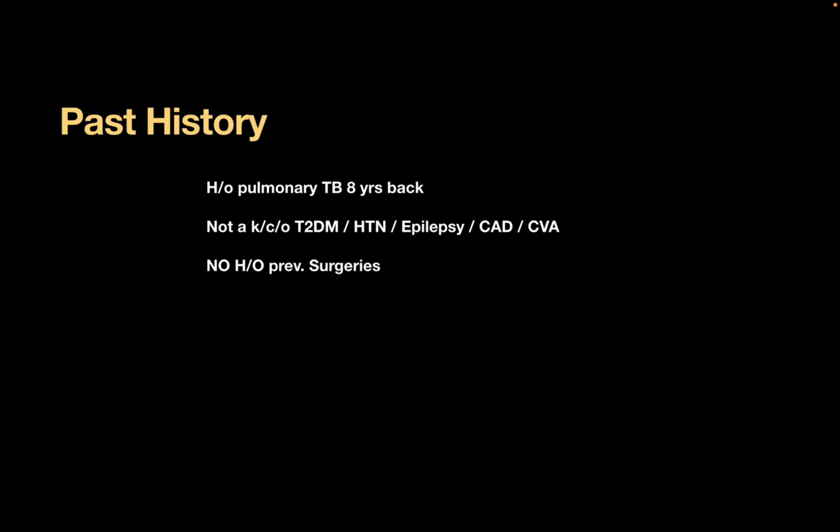Patient has a history of pulmonary TB 8 years back. Patient is not a known case of type 2 diabetes mellitus, hypertension, epilepsy, CAD or CVA. No history of previous surgeries. Patient is an ex-smoker, 8 years back. He used to smoke 1 cigarette pack per day. Patient is alcoholic and drinks 90 ml per day.